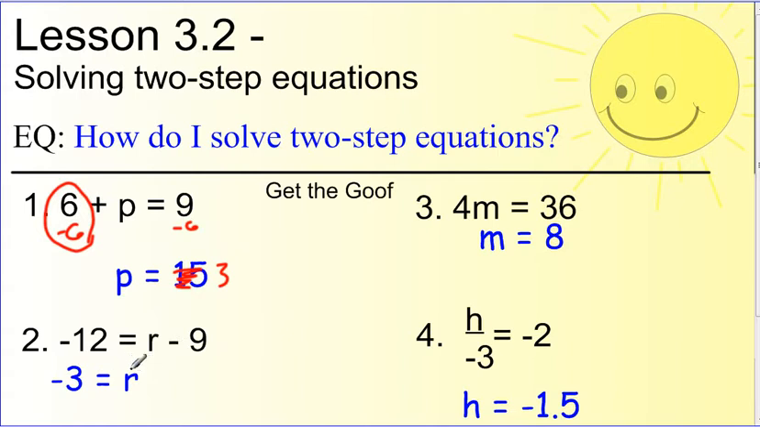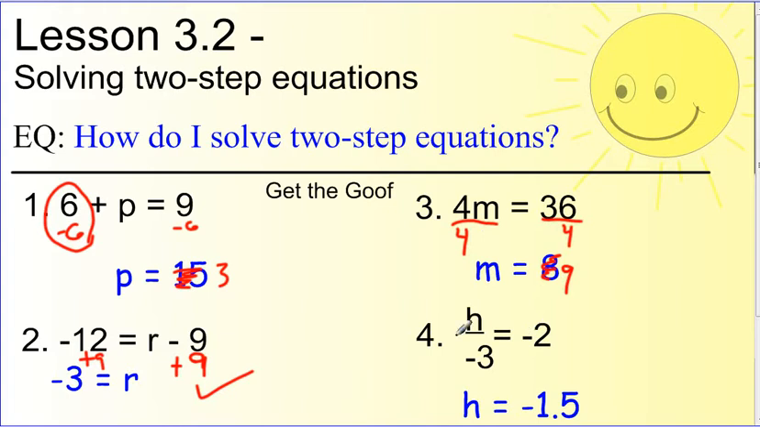Okay, number 2. If I would add 9, r equals negative 12 plus 9 is negative 3. That one's correct. Number 3, we need to divide by 4, and 36 divided by 4 is not equal to 8. 36 divided by 4 equals 9.